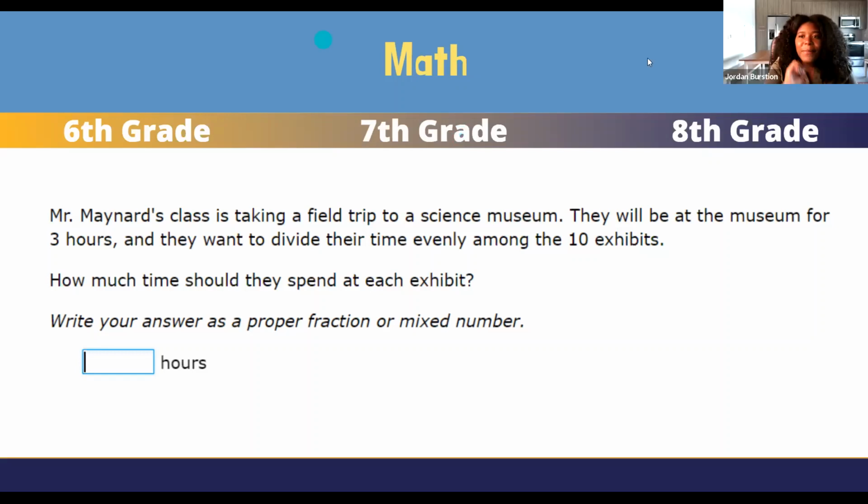So you both got 18, and that is not what I got. So I'm curious, how did y'all get 18? So when I did it, the 3 hours is 180 minutes, and there's 10 of them, and let's say they spend 18 minutes on the first exhibit, 36 for the second, and so on until it goes to 180.